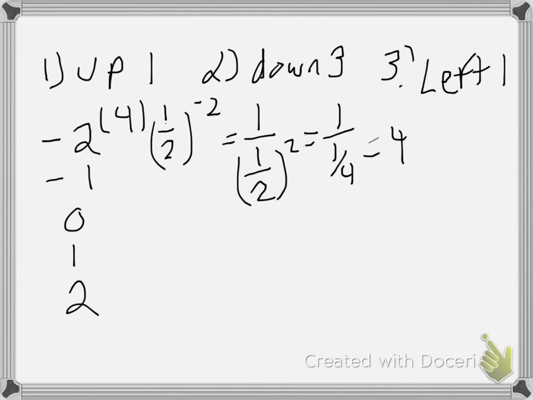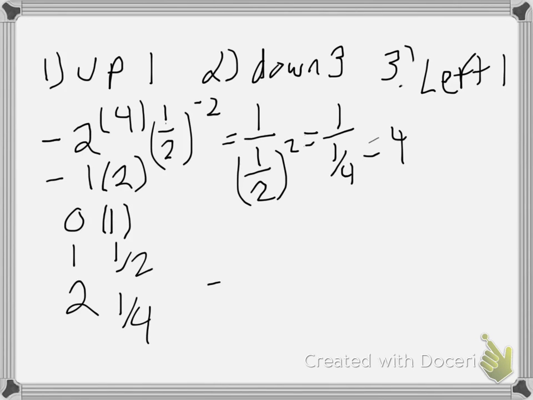The next one's a little bit easier. 1/2 to the -1 power, well, that's just 1 over 1/2, or just plain old 2. So you have the point -1, 2. 0, anything to the 0 power is 1. Okay. Now 1, what's 1/2 to the first power? Well, that's simple, that's 1/2, and 1/2 squared is 1/4.